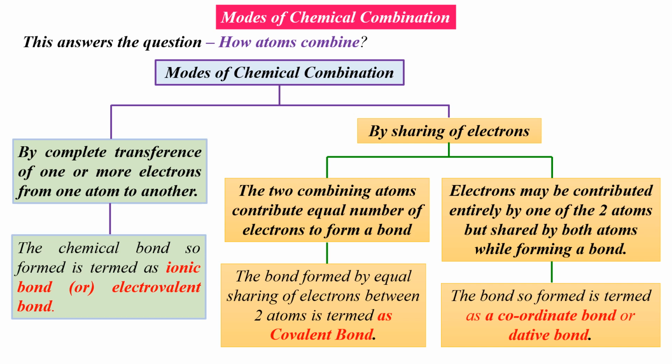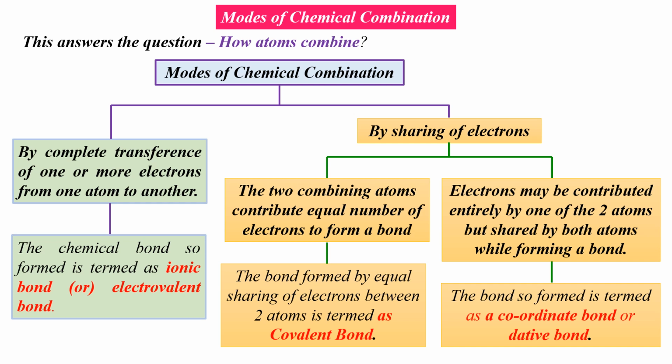Okay, so chemical combination between two atoms may occur by complete transference of one or more electrons from one atom to another. The chemical bond so formed by the complete transfer of one or more electrons from one atom to another is termed as ionic bond or electrovalent bond. Okay, another different method is by sharing of electrons. This can happen in two ways.